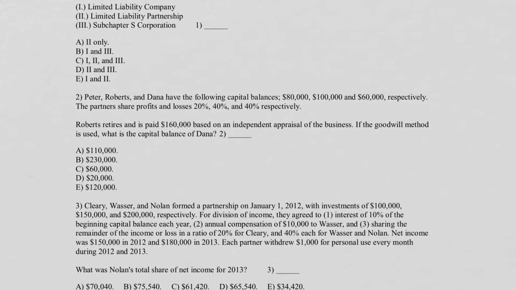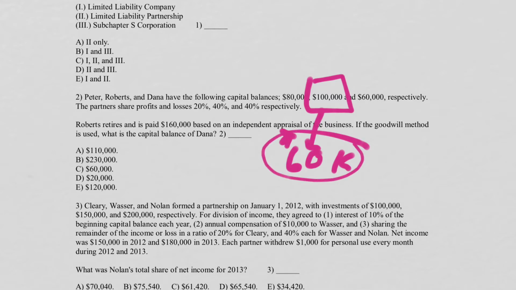Here we have a capital account of 100. To retire, he is going to get paid 160. The goodwill method is going to be used. It means we've got to get this account up to 60K more. 60K more implies a value, since it's 40% ownership, implies a goodwill value of 150. So the goodwill we're going to try to put on the books is for a total of 150. 40% of that is 60. So 60 also goes to Dana.